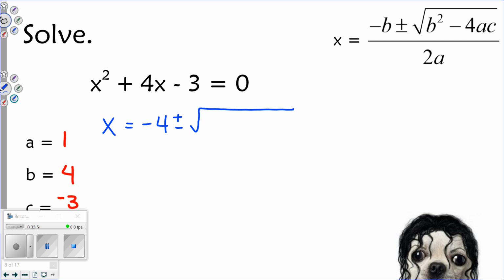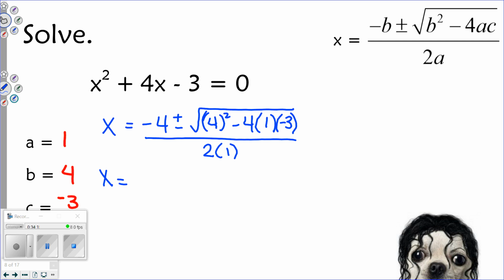Square root B squared, so 4 squared, minus 4 times A times C, all over 2 times A. But again, if I have an A value, do I have to divide to get rid of it? No, we can have A values up there. All right, so next thing is clean up under the radical. So x equals negative 4 plus or minus radical something all over 2.